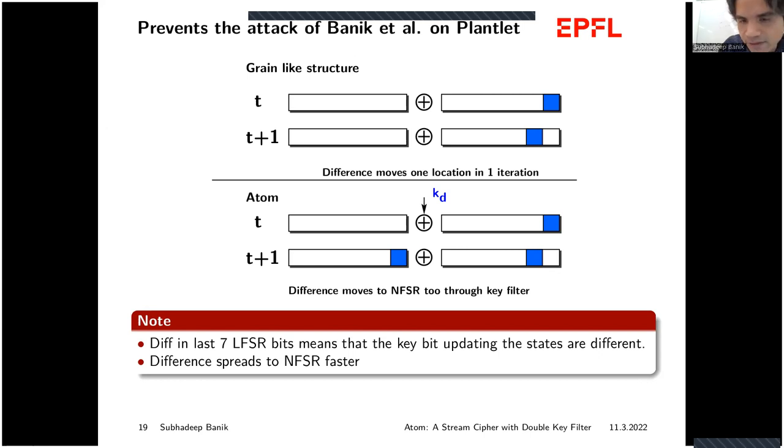And even if there's a difference not in the last 7 bits of the LFSR, consider a difference in any internal bit of the LFSR. This difference is fed back to the last LFSR bit in less than 13 cycles through the LFSR update function. So this being the case, any difference in the internal state of the LFSR gets diffused into the entire internal state very, very quickly. And this prevents a differential trail of good enough probability from being formed.